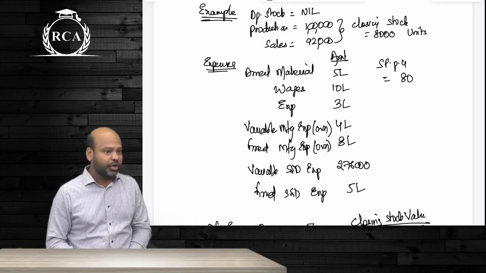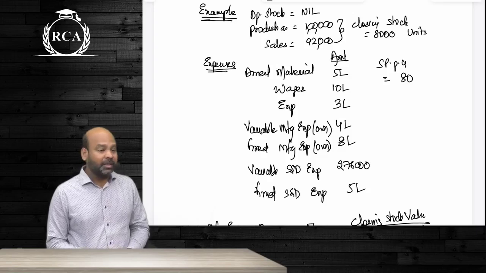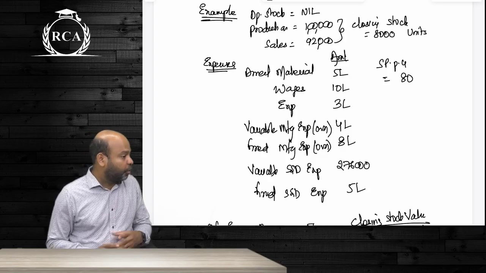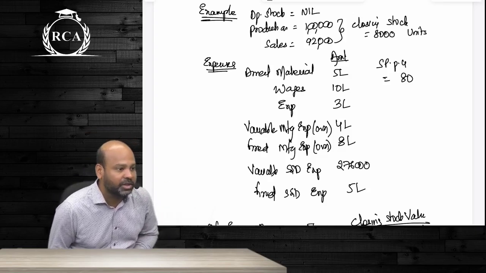Selling and distribution expenses guys can never form part of inventory valuation. Let it be marginal costing, let it be absorption costing. Okay? We did profitability statements also guys under absorption costing and marginal costing towards the end of the chapter.